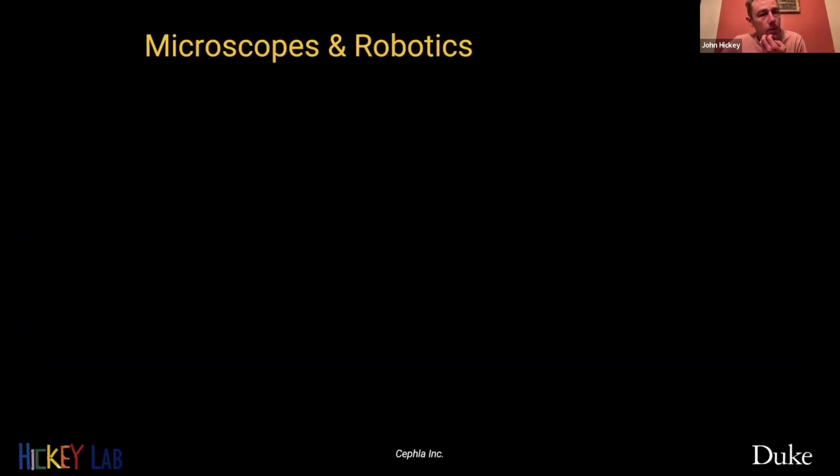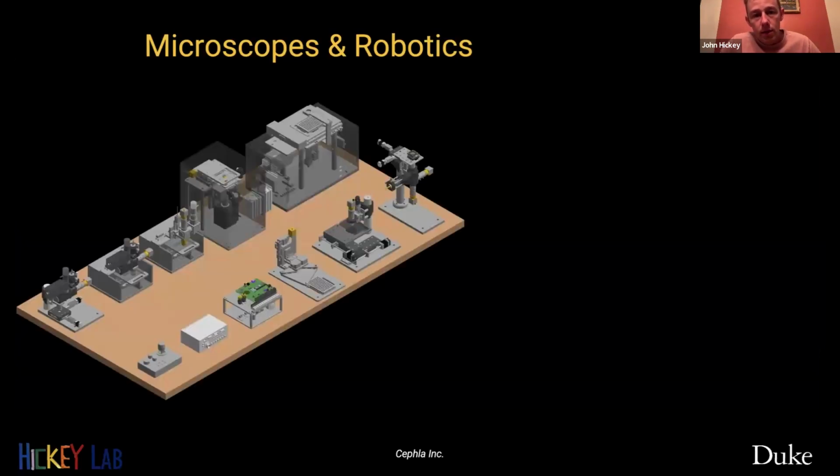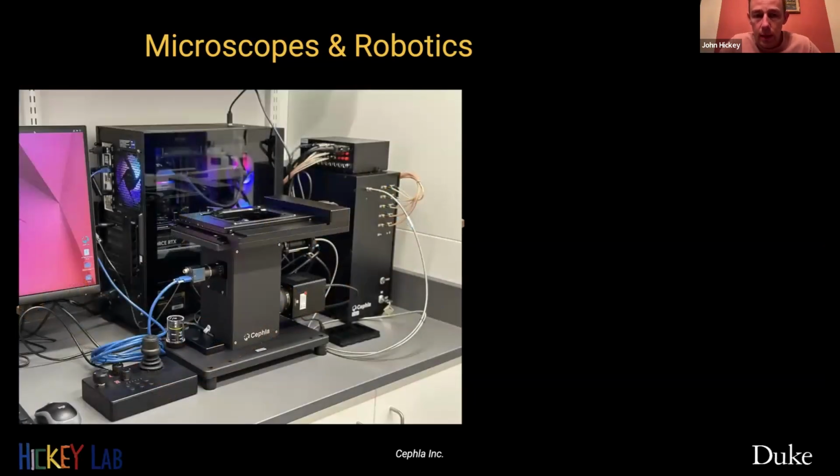And so there's been some really great development in the technologies we use to acquire this large data. And a lot of this uses microscopes and robotics, and the unique pairing of the two in order to do this. So there are many different types of microscopes. Here's an example of one that we have in the lab.